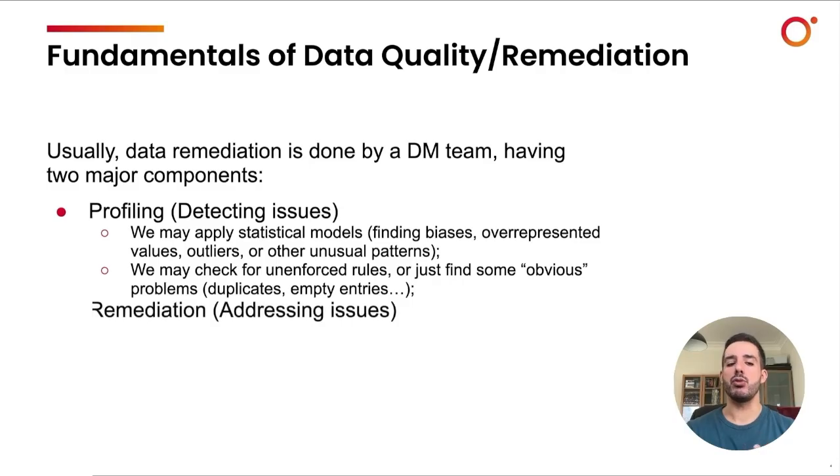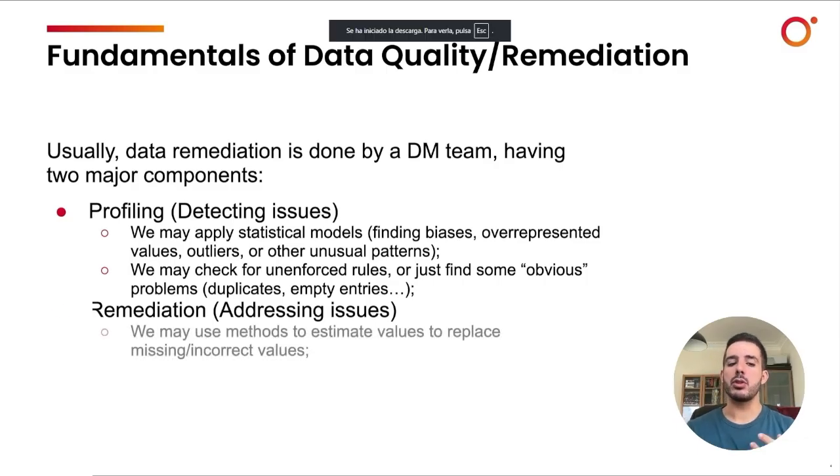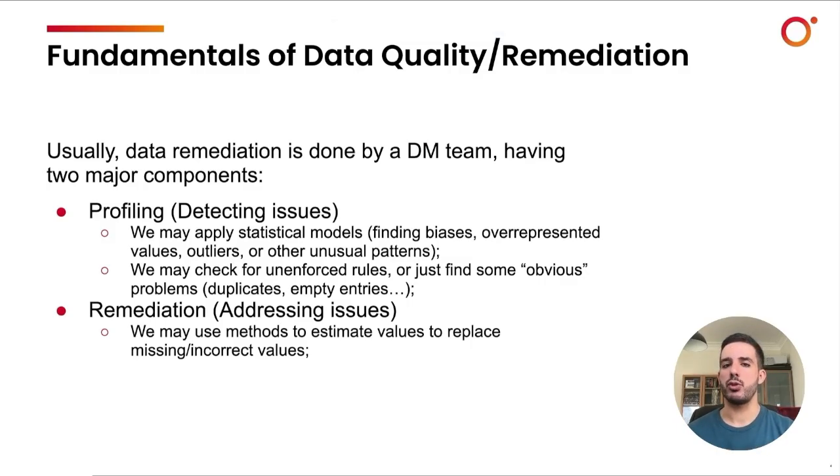And then we have another stage, which is the remediation, right? We address the issues. After we find out what the issues are, we have to actively address them. So we may use methods to estimate values to replace values that are missing or incorrect. For example, if we have a set of transactions that don't have a transaction value, can we obtain that information in some other way or estimate it to fill those values? And how well can we estimate those values?